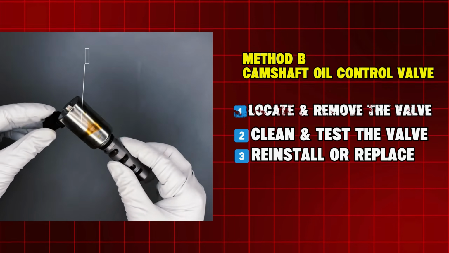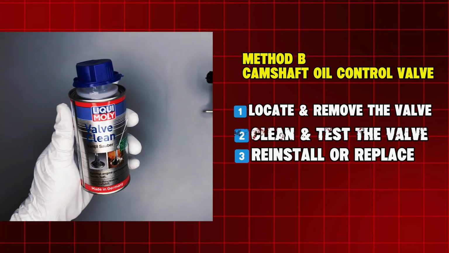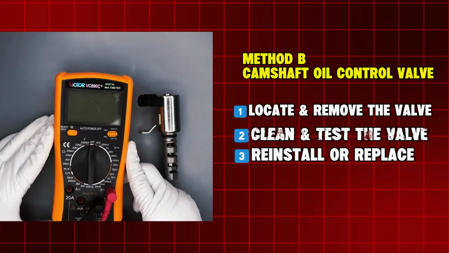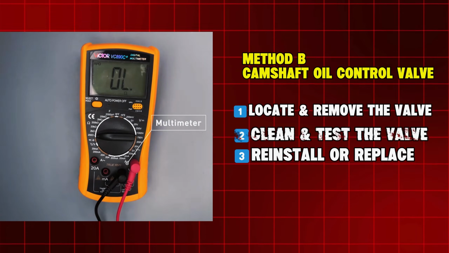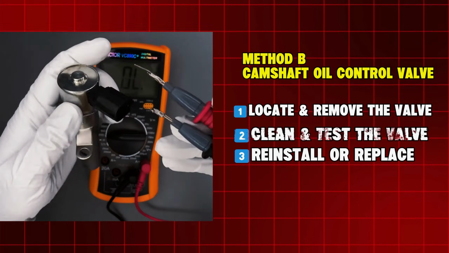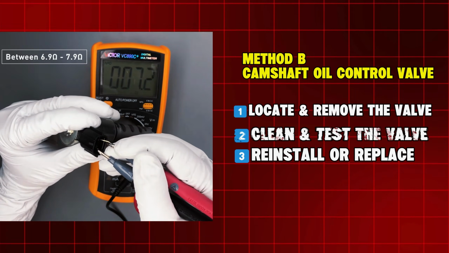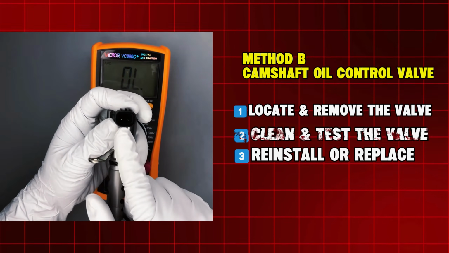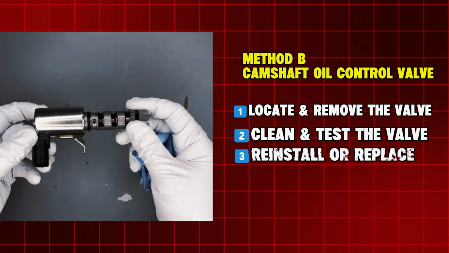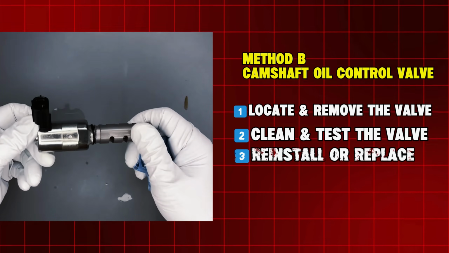Carefully detach the valve from the engine. Use valve cleaner to remove debris. Test resistance with a multimeter. At 68 degrees Fahrenheit, 20 degrees Celsius, resistance should be 6.9 to 7.9 ohms. No reading? Replace the valve. Reattach the clean valve, or install a new one if faulty.